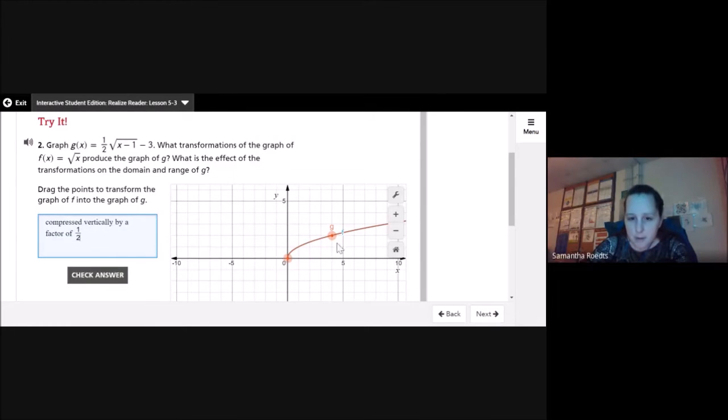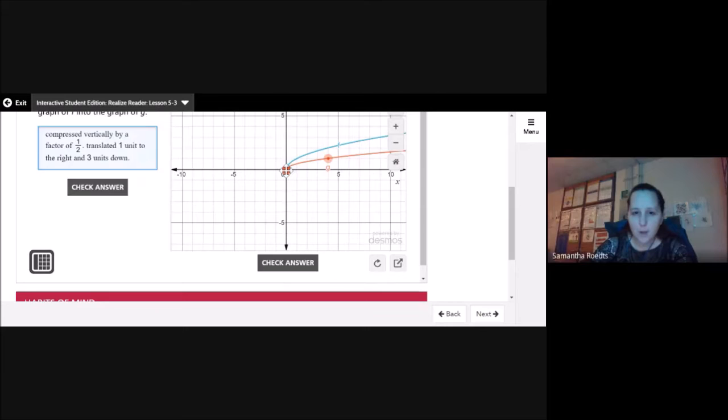Okay. So this is 2 points. So now it's become 1 point. Okay. And then it's going to have a shift, translated 1 unit to the right and 3 units down. Okay, so I go 1 to the right, 1, 2, 3 units down.